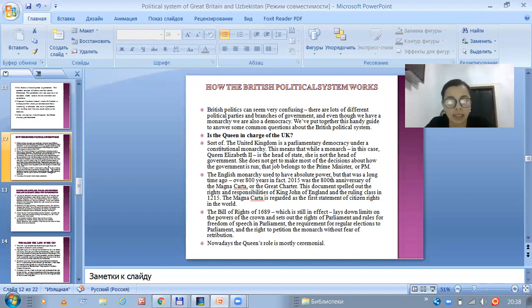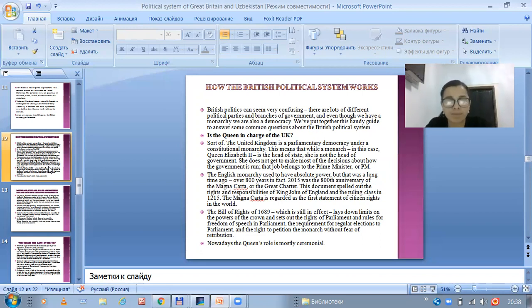The English monarchy used to have absolute power, but that was a long time ago, over 800 years in fact. 2015 was the 800th anniversary of the Magna Carta, the Great Charter. This document spelled out the rights and responsibilities of King John of England and the ruling class in 1215. Magna Carta is regarded as the first statement of citizen rights in the world.